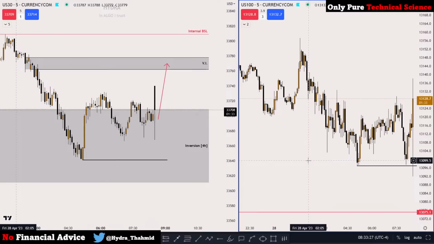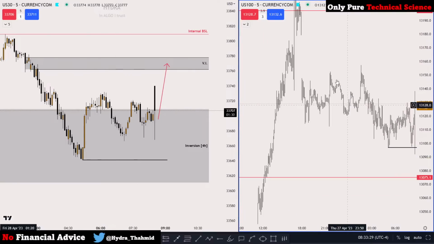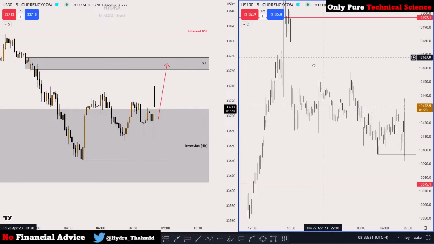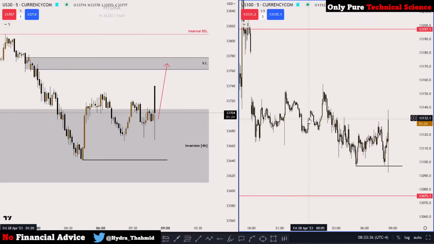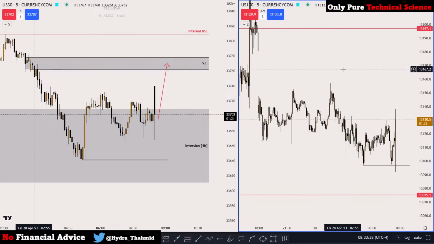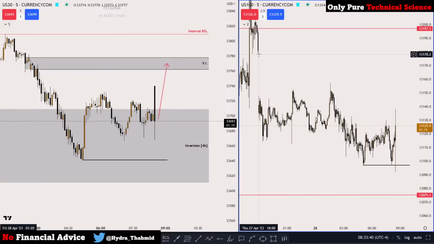So what I'm expecting right now is a run on this new day opening gap that I was talking about when I started the stream. I want to see price coming here again. Okay, that's what I'm expecting to see, a run on this new day opening gap.